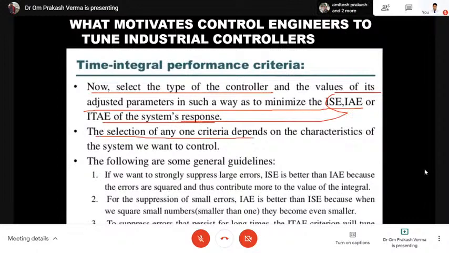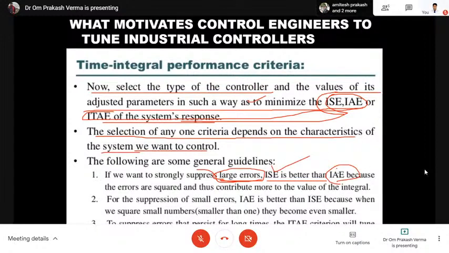Now the selection of any one of the criteria depends on the characteristic of the system we want to control. What is the selection criterion for choosing this one? That depends on the characteristic of the system. See here. If you want to strongly suppress a large error, if your system responds in the feedback control without any controller with a very large error, then ISE is better. So use ISE in comparison to IAE because the error is squared. In this case, integral square error, you square the error and so contribute more value to the integral.